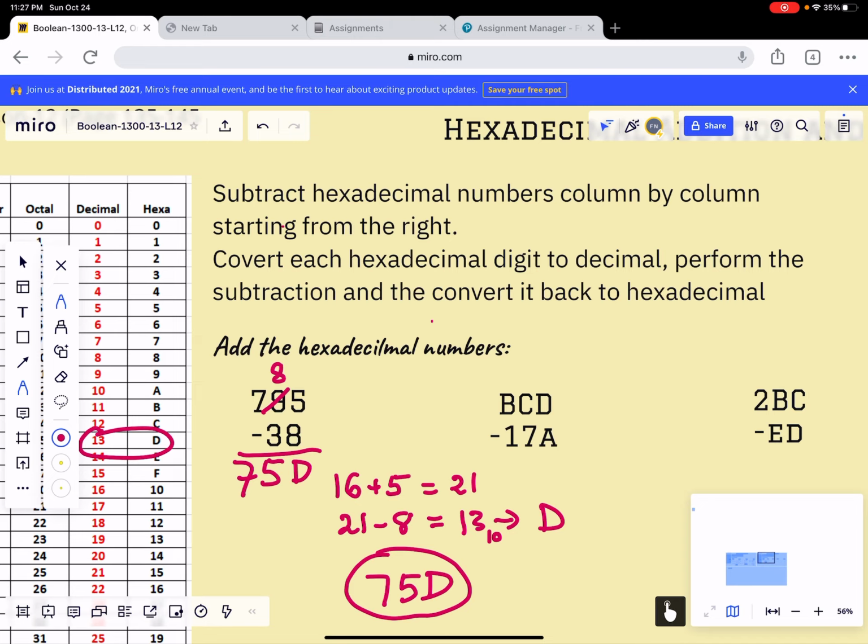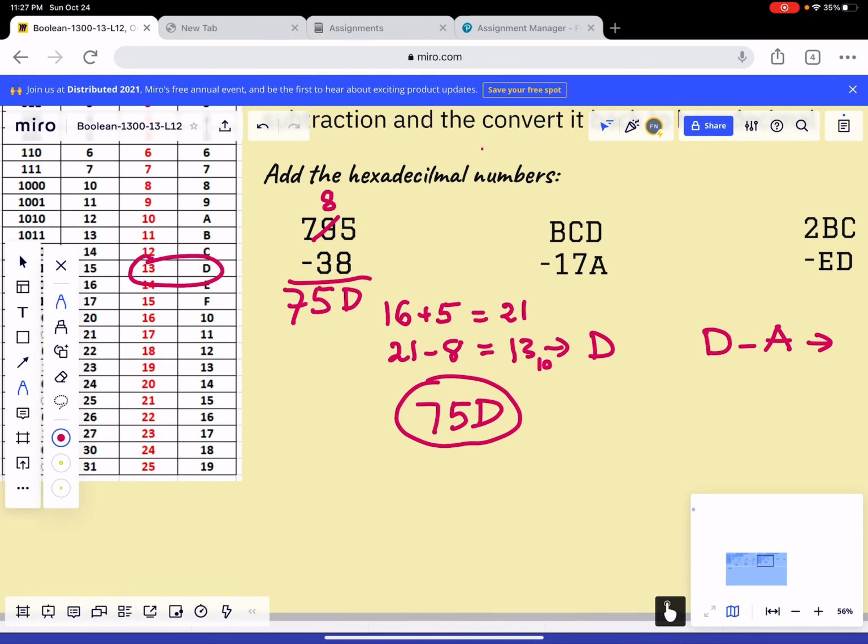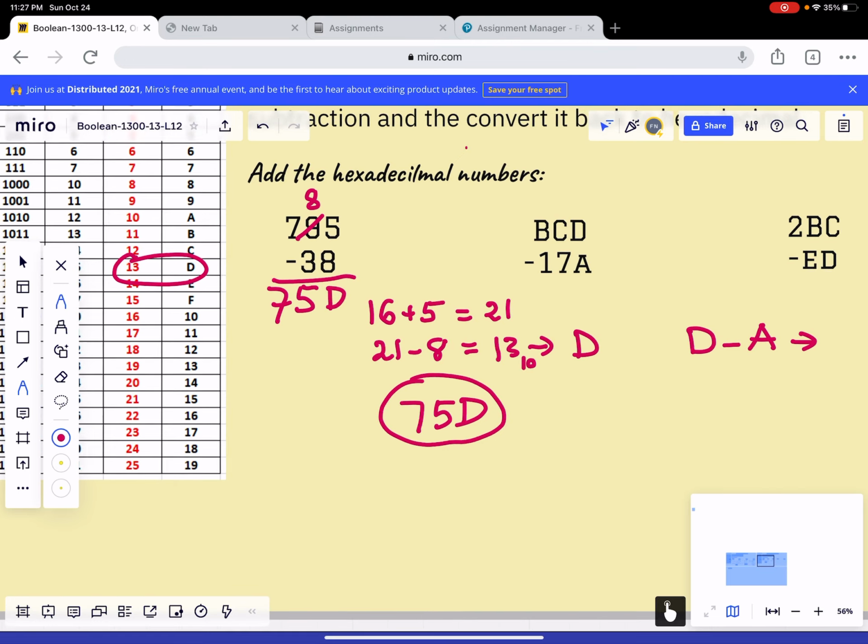All right, let's do another number here. BCD minus 178. So D minus A, so I write out D hexa minus A. So you're going to convert to decimal. D hexa is letter D: A, B, C, D. D is 13, and A is 10.